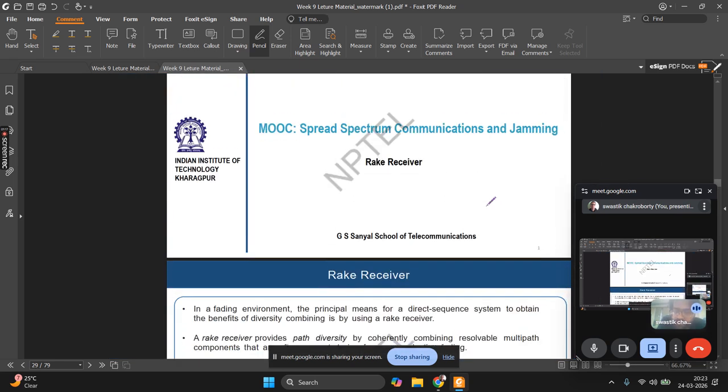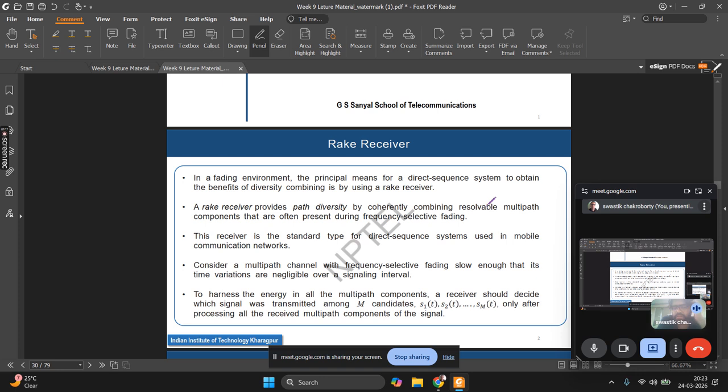Now the rake receiver. In a fading environment, the principal means for a direct sequence system to obtain the benefits of diversity combining is by using a rake receiver. So a rake receiver will have multiple receivers, a rake of receivers, so to say. That's why it's called a rake receiver. These receivers will be combining according to a ratio, giving them weights and combining them.